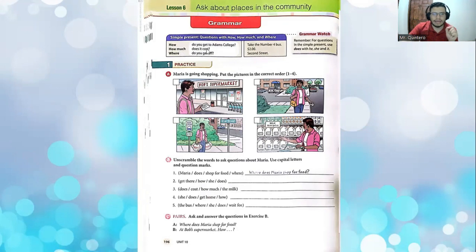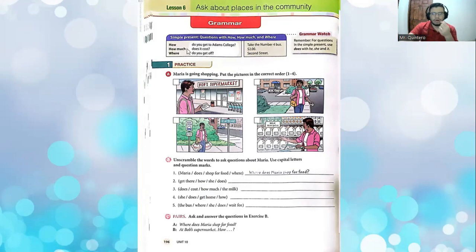How do you get to Adams College? Take the number 4 bus. How much does it cost? $2. Where do you get off? ¿Dónde usted se va a bajar? Second Street, en la segunda calle.